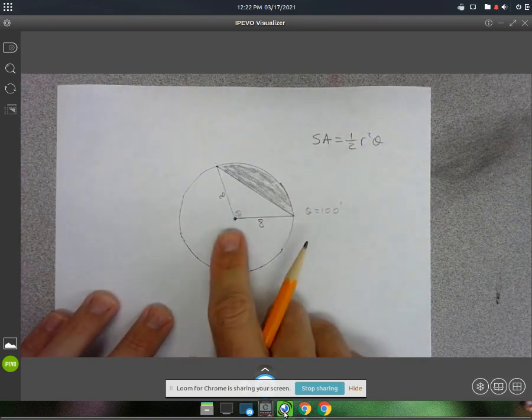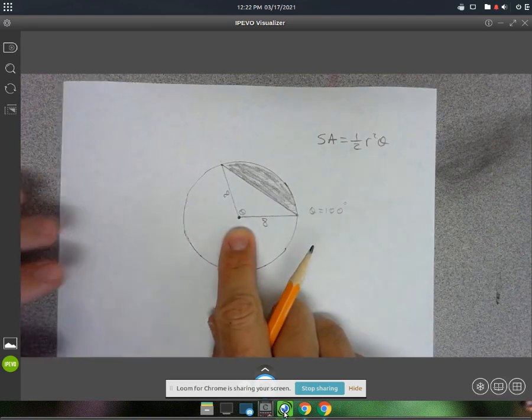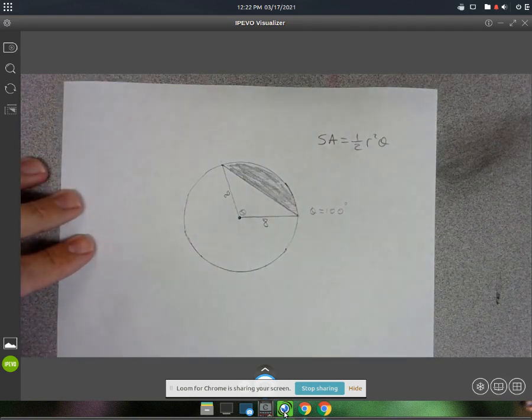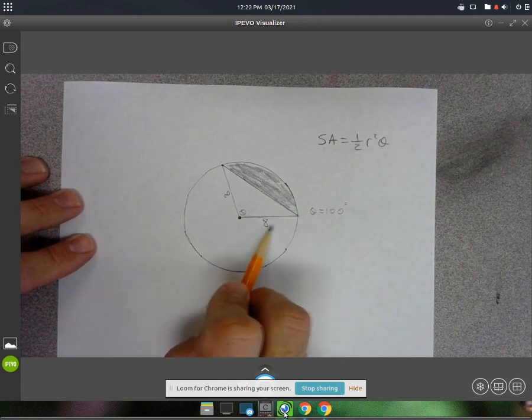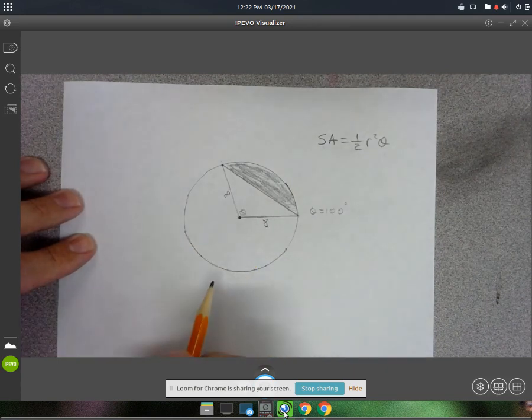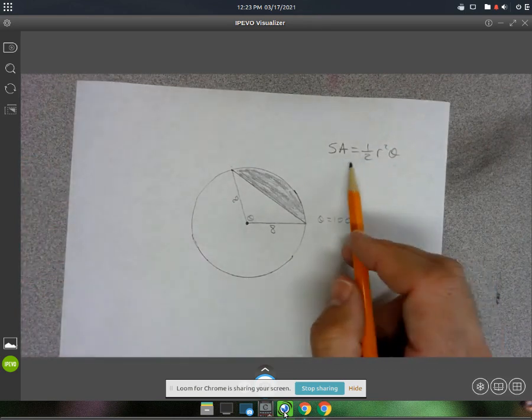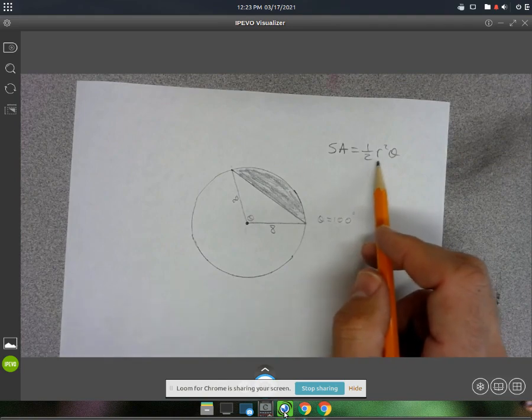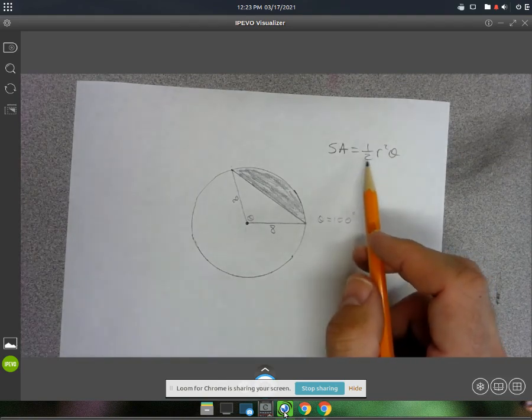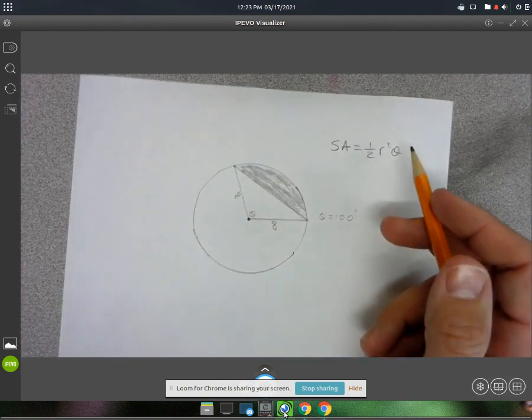For the area of the triangle, we're going to use the little sine area formula, because you see here we've got two sides and an included angle. All right. So let's get cracking. At the end of the video, I'm going to go back and show you another way that you could have done the sector area.